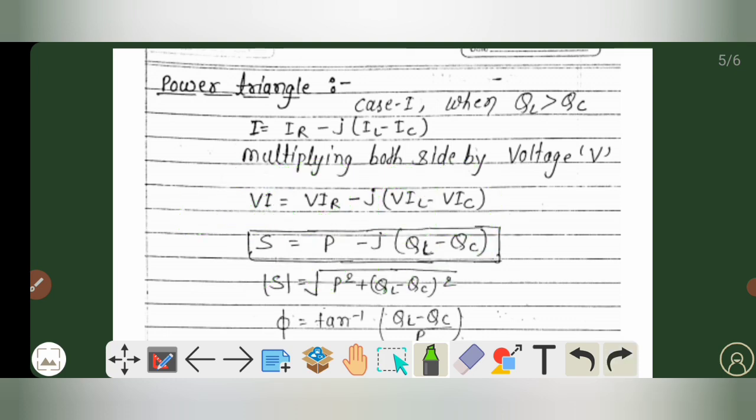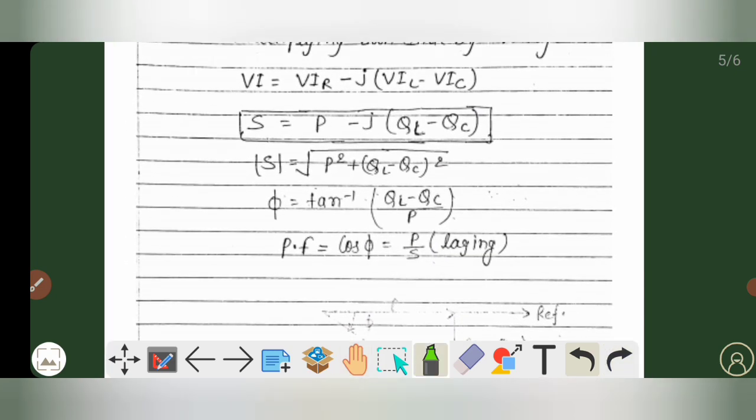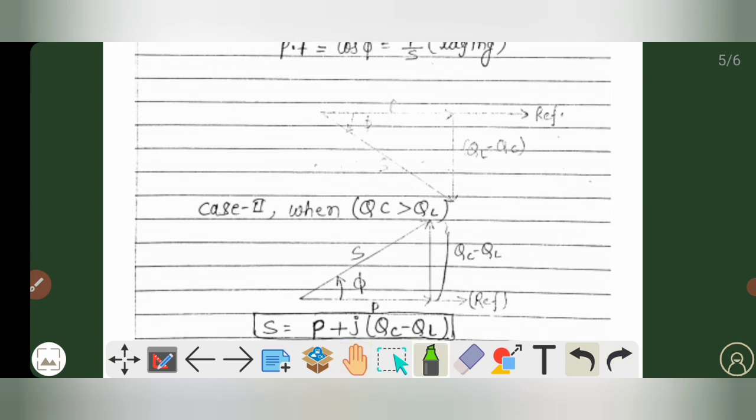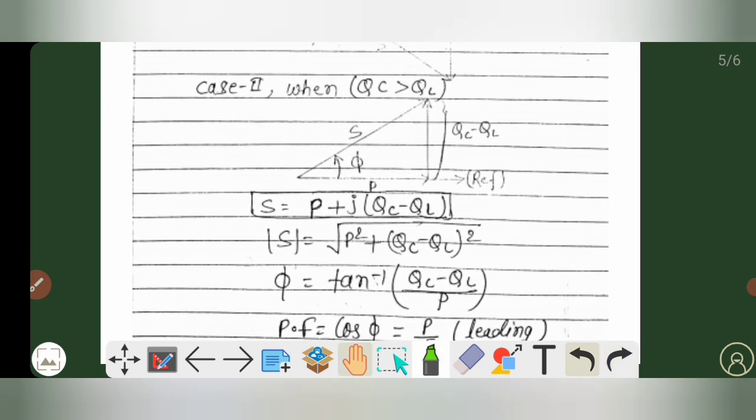Now from here, if you want to calculate the magnitude of S, then S will be the root of P square plus (QL minus QC) whole square. And from this triangle we can easily calculate the value of power factor and tan phi. Now we will move to the next case, that is QC is greater than QL.